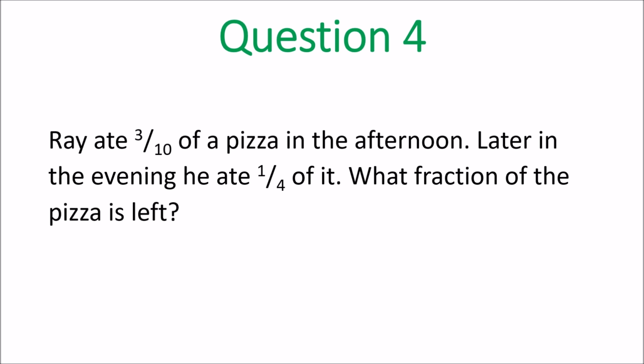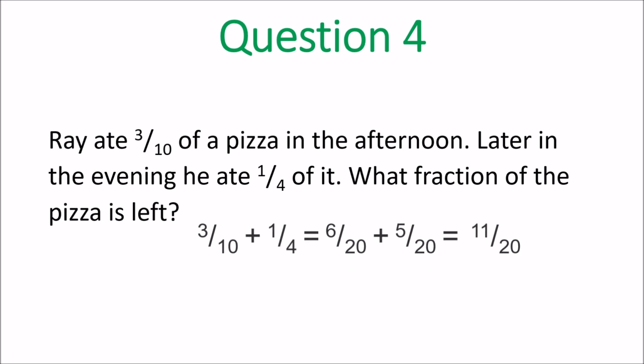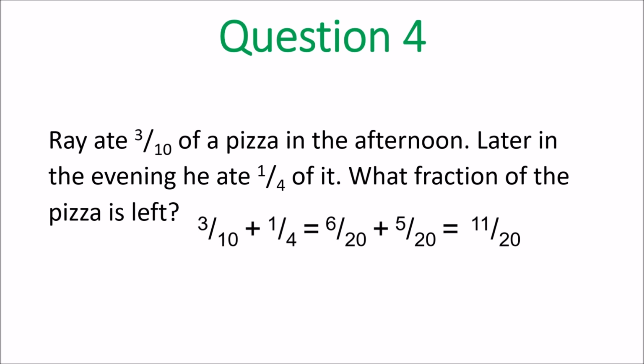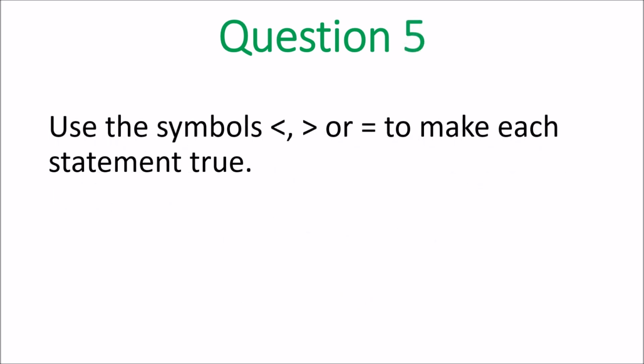Later in the evening, he ate a quarter of it. What fraction of the pizza is left? Let's see how much he ate. 3/10 plus 1/4. So change them all to 20ths. 6/20 plus 5/20, and that's 11/20. Then subtract that from 20/20, you get 9/20. 9/20 is the final answer.